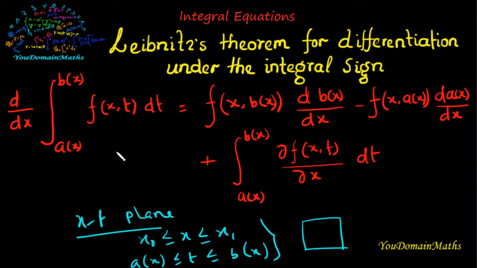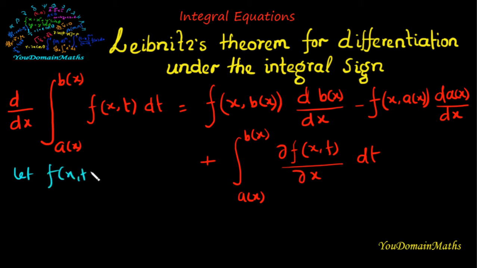So f of x comma t and del f by del x are continuous in the rectangle, where a of x and b of x are continuous and differentiable in this interval. So satisfying these conditions, the Leibniz theorem is here. So let's go.